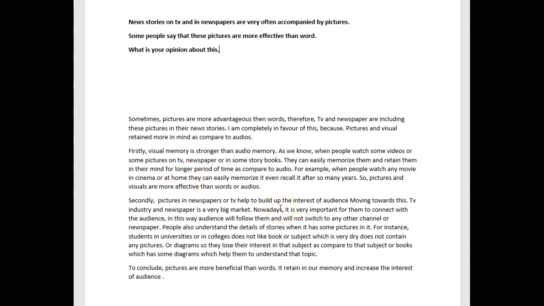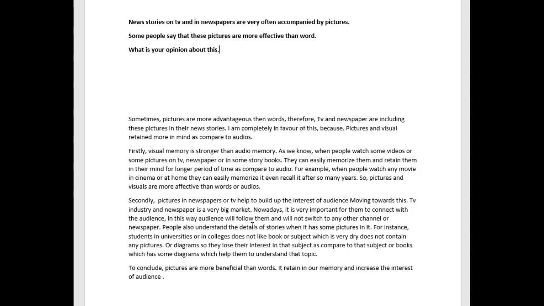Nowadays, it is very important for them, I don't know who them is, to connect with the audience. This made no sense to me. In this way, full stop here. In this way, the audience will follow them and not switch to, in which way? What are you saying? Like if they connect to the audience, but how are they going to connect to the audience? So I'm really not understanding this at all.